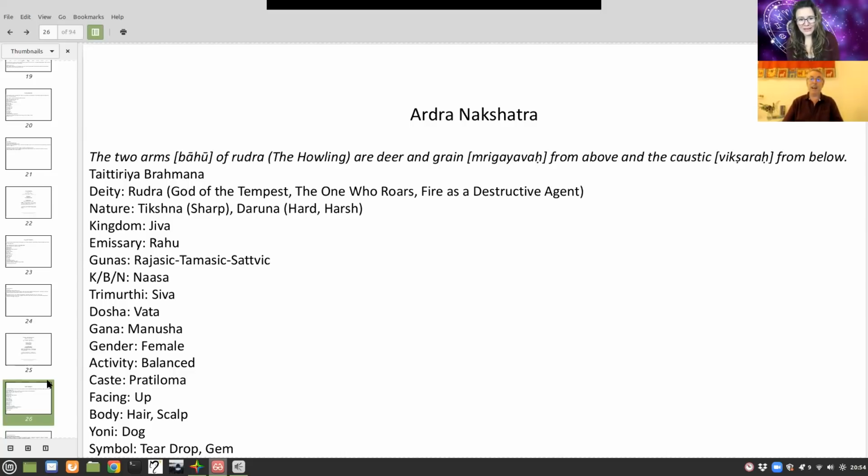So exactly. Shall we go further through the list? Yeah, sure. So let's just roll through it again. So Ashwini is Dhatu, Bharani is Mula, Kritika is Jiva, Rohini is Dhatu, Mrigashira is Mula, and Ardra is Jiva.